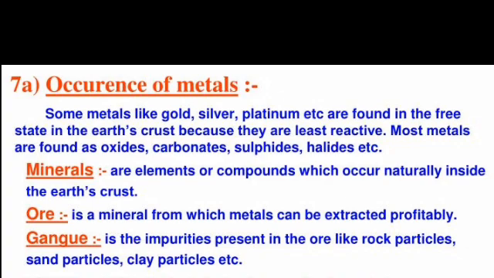There are minerals. What are minerals? These are actually the elements or compounds which occur naturally inside the Earth's crust, or it is a mineral from which the metals can be extracted profitably. Gangue is an impurity that is present in the ore, like rock particles, sand particles, clay particles, etc. that are obtained after extraction.